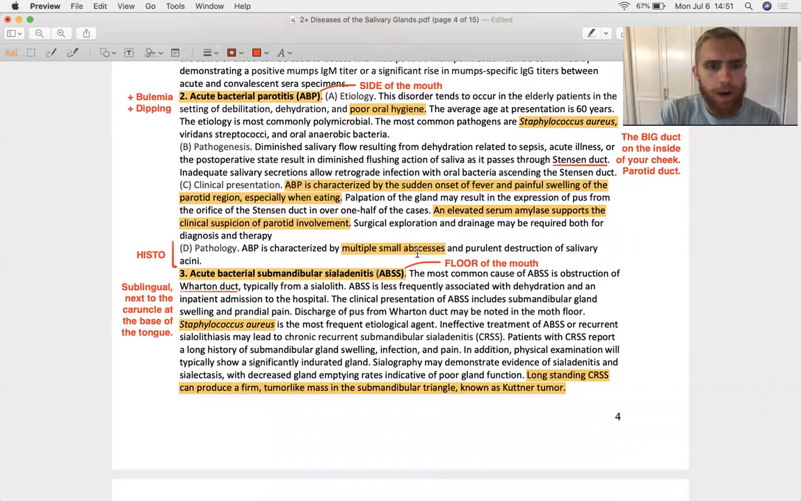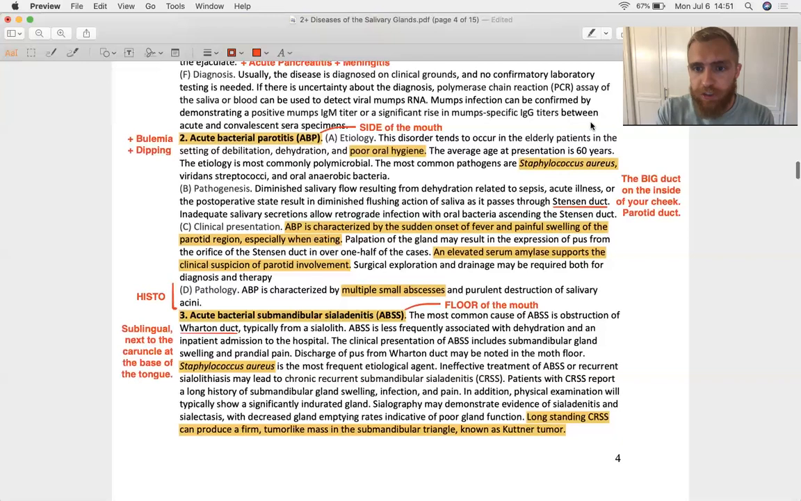Acute bacterial parotitis is pretty much the same thing as acute bacterial submandibular sialadenitis. The difference is in the locations. The parotid duct, which is also called the Stensen duct down here on the right. I'll use a different color. Right here, when it's talking about the Stensen duct, anatomically that is the parotid duct. So it's going from the parotids into the sides of your mouth.